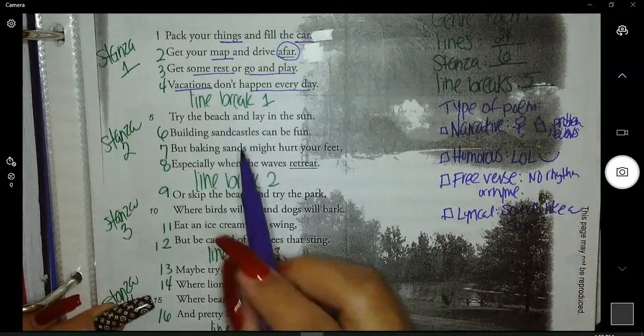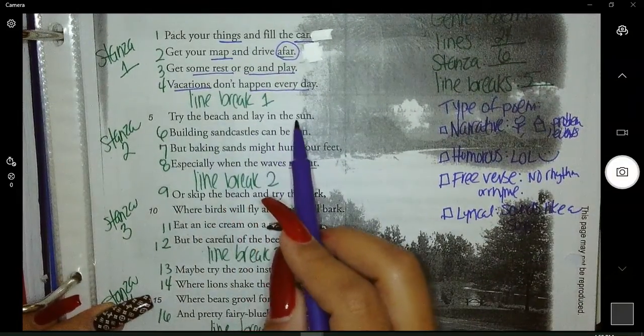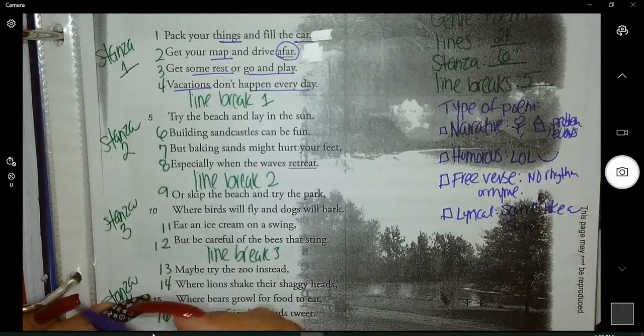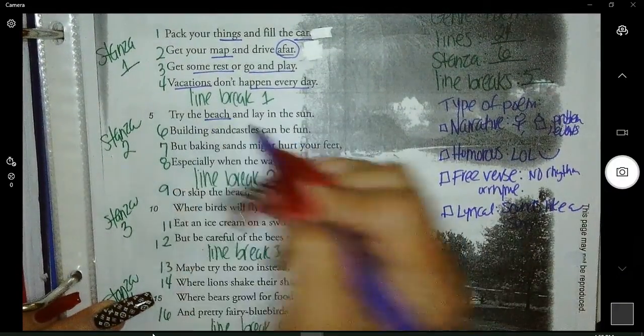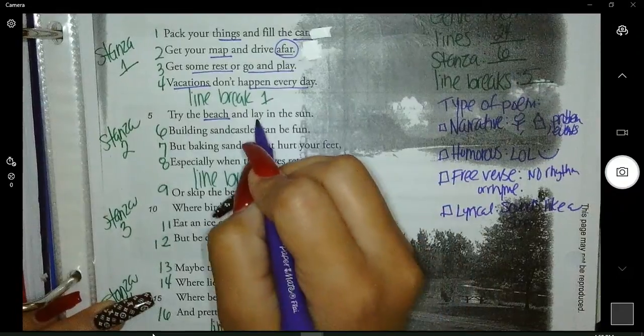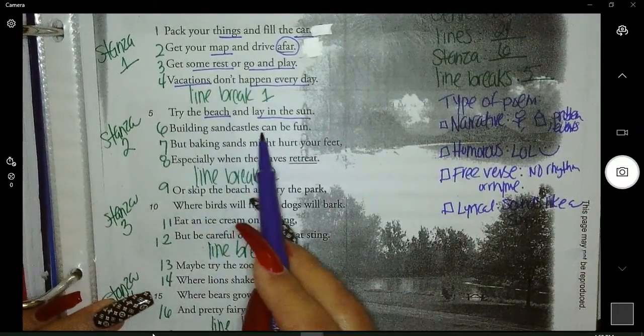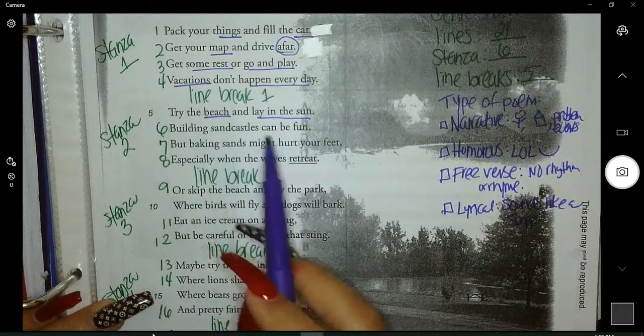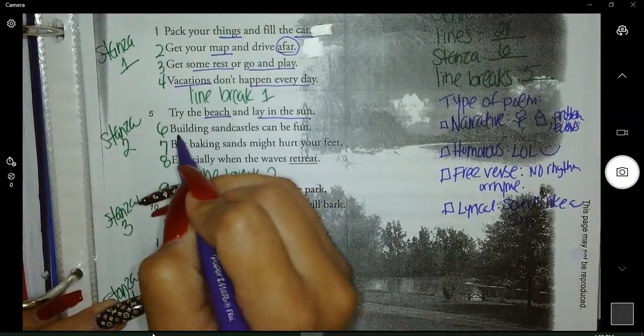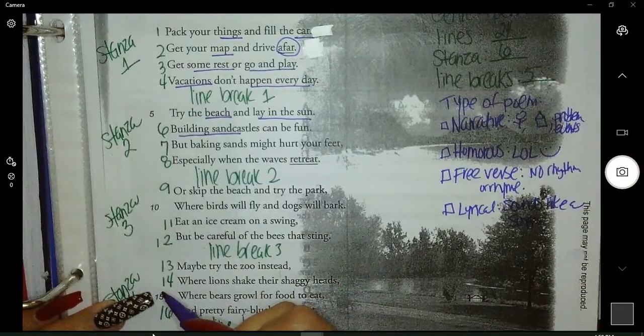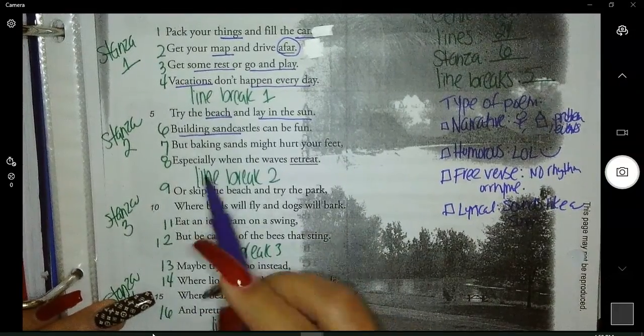Stanza 2, try the beach and lay in the sun. So this one's telling me that I should go where? To the beach and do what? Lay in the sun. Okay. Line 6, building sandcastles can be fun. What does it tell me to do there? I could build sandcastles, right? They usually are fun.